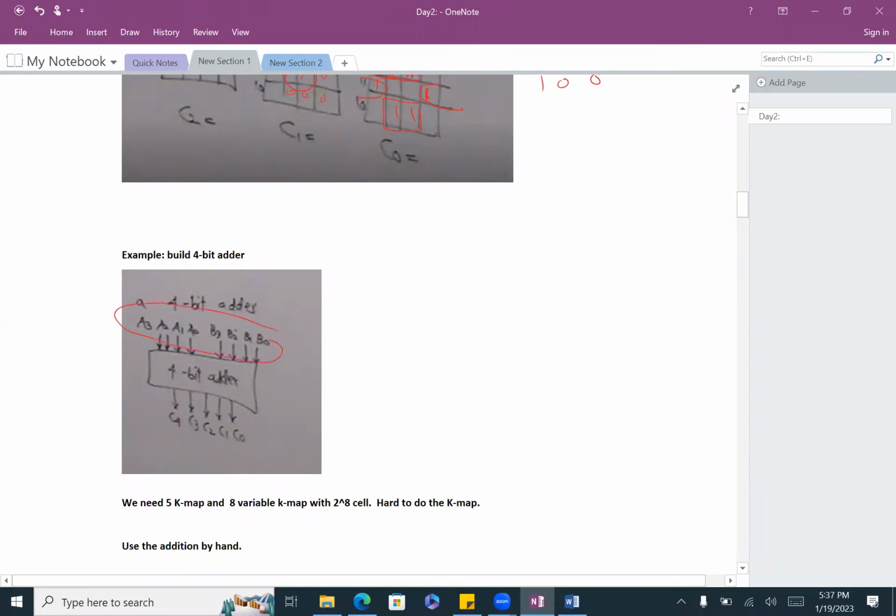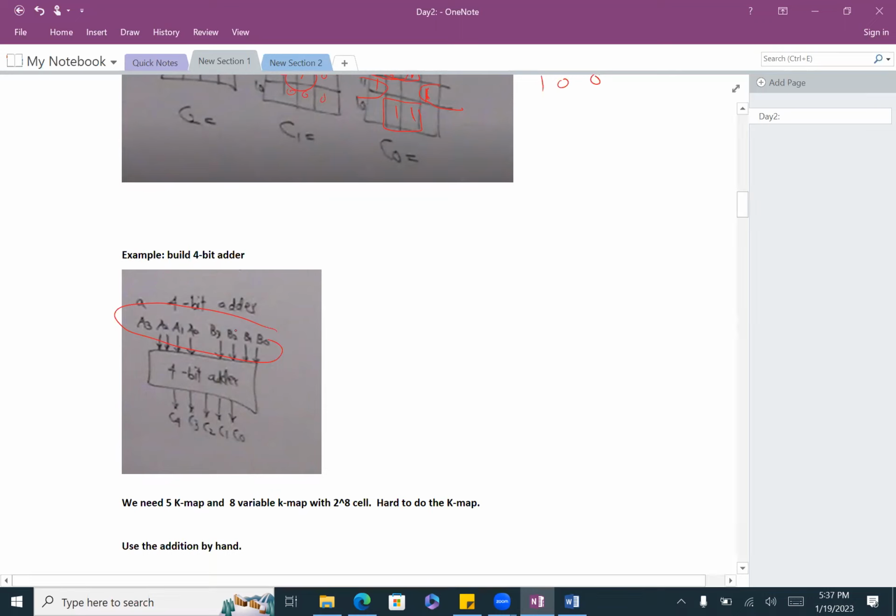You have 8 inputs, correct? It's going to be complicated, so you will not be able to do it. Now, the question for you: how can we fix this issue? How can we do a design for the bit pattern? We have to use a different approach. The K-map is not going to work for us.